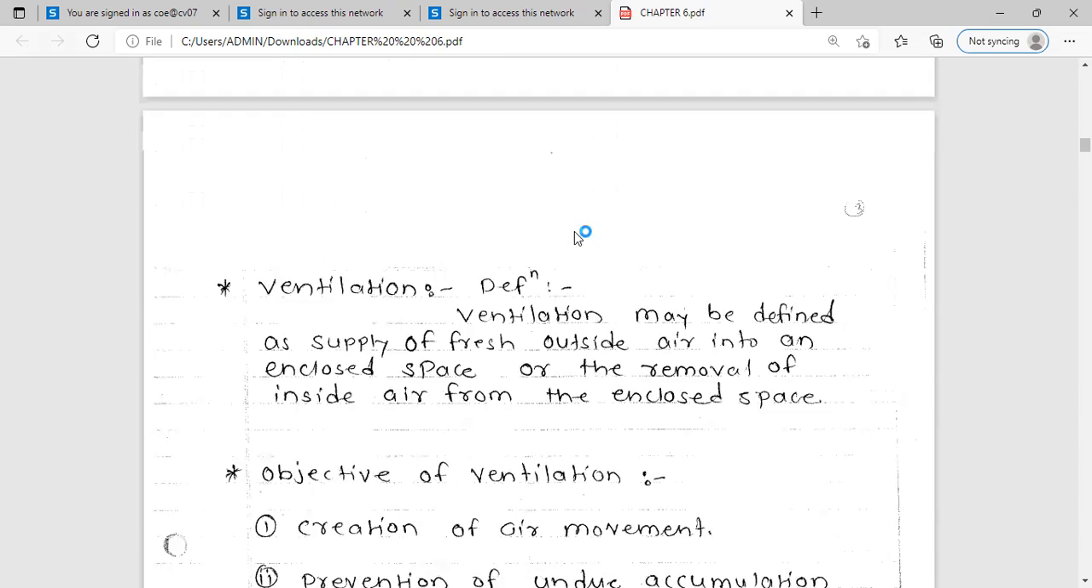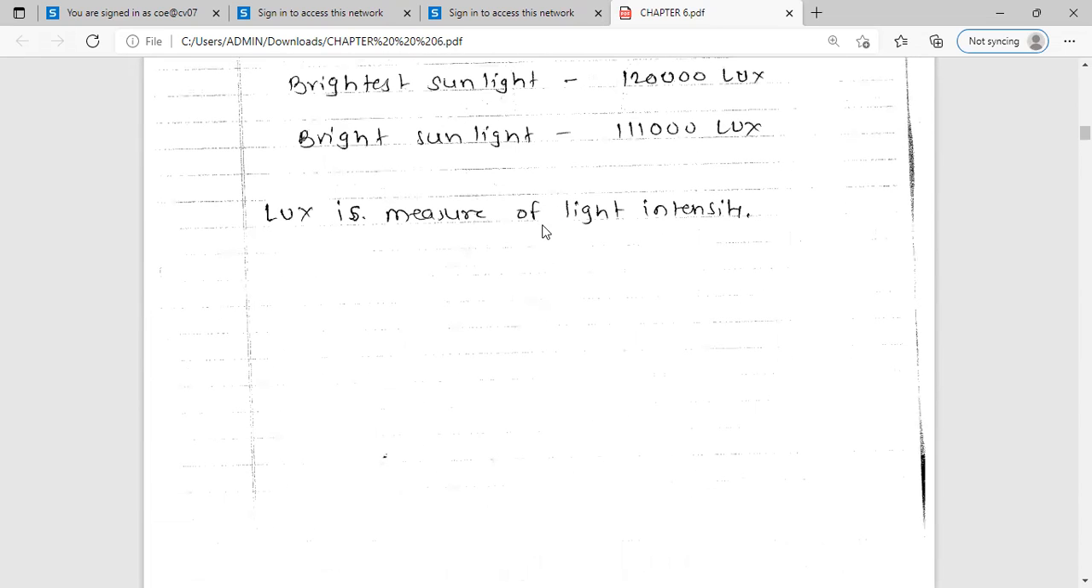This was about lighting. The second point is that we also achieve lighting through artificial means, by providing electrical equipment such as fluorescent tubes or bulbs. According to the area of that particular unit or building, we have to mount the number of fluorescent tubes as well as bulbs as per the requirement.